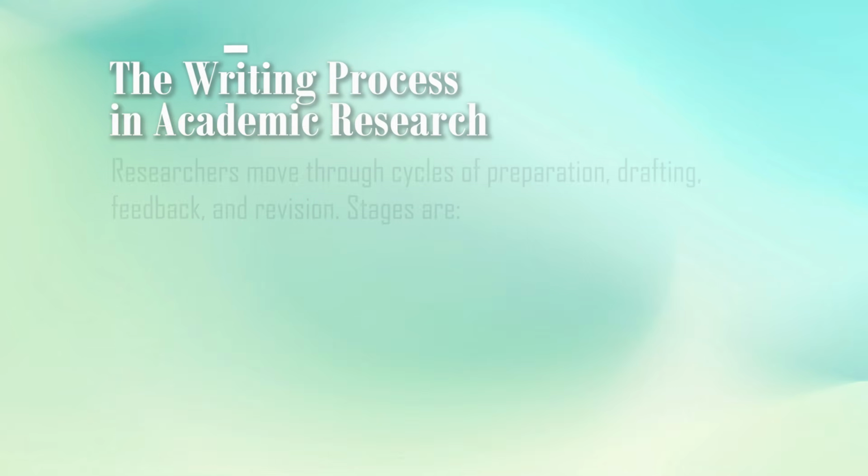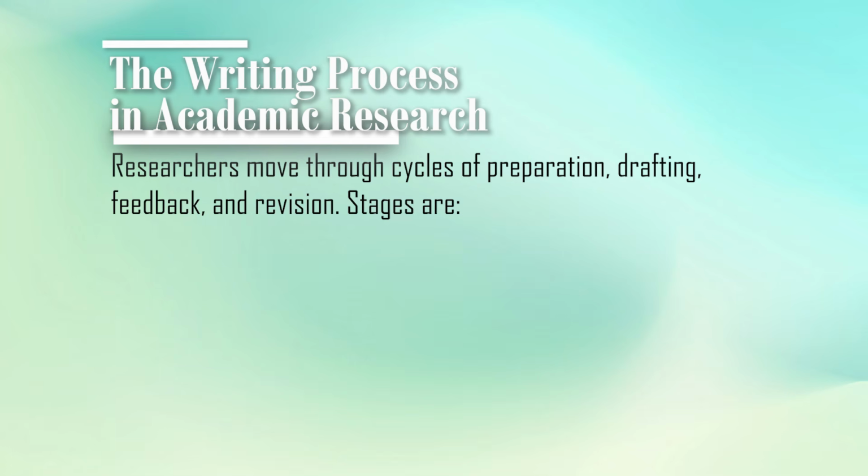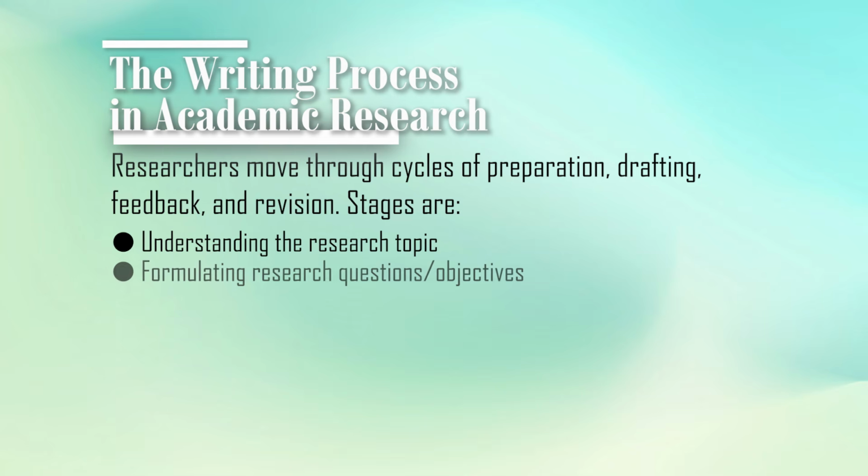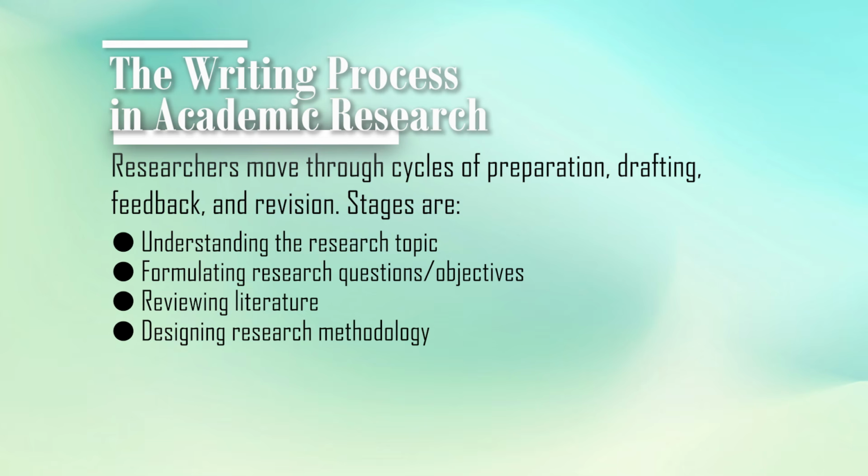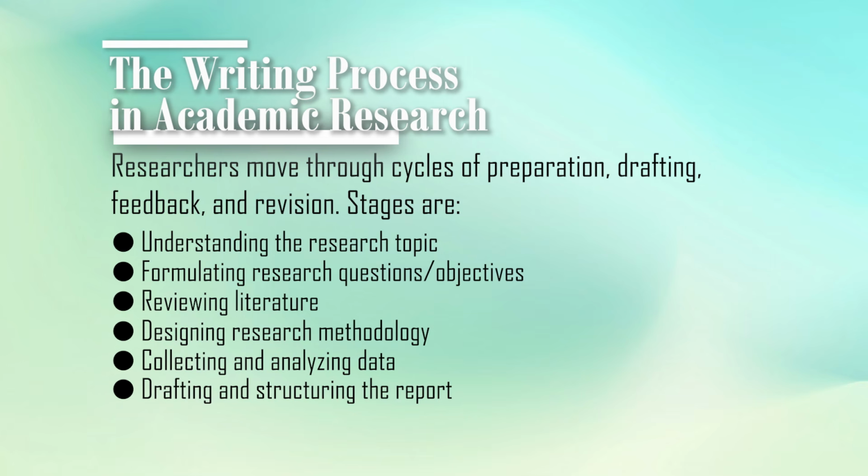Now, academic writing is very iterative in nature. Researchers move through the cycle of preparation, drafting, feedback, and then revision. Mostly the stages are understanding the research topic, leading to formulating the research questions and objectives. Then based upon the objectives, you have the review of the literature. Then based upon the literature and your questions, you have the designing of the research methodology, which decides how you want to collect and analyze your data. Then drafting and structuring the report, and finally editing, proofreading, and finalizing your research.